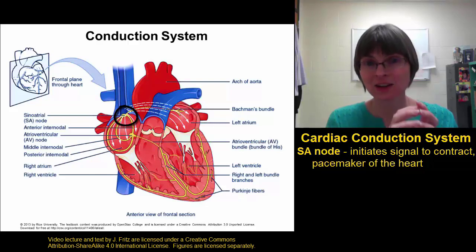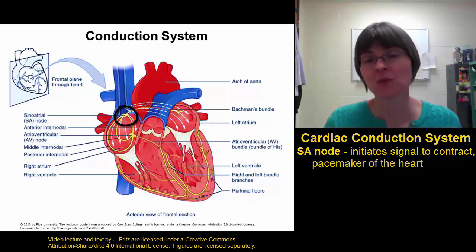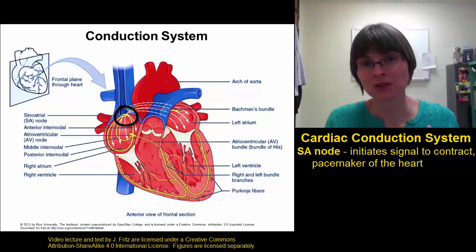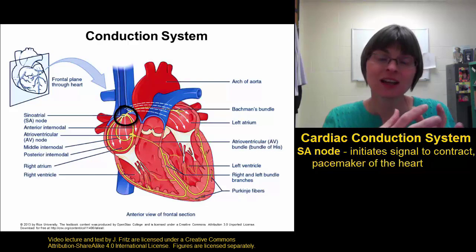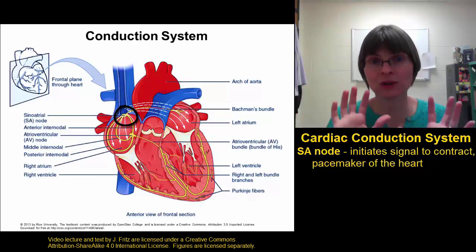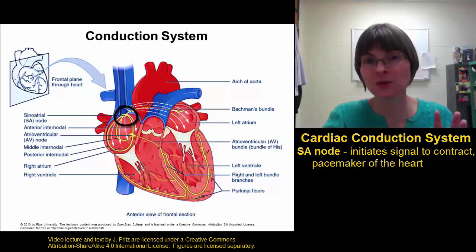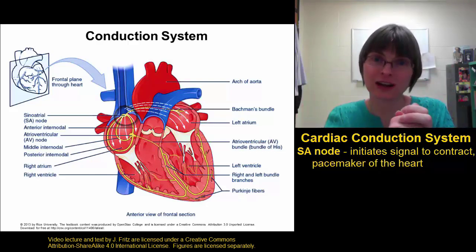And this is, again, started by the cells in the sinoatrial node, the SA node, that change their membrane potential automatically without any help from anything else. When they change their membrane potential, that's the signal to contract. That signal is going to spread through both of the atria through the gap junctions between the cells. So once the SA node cells change their membrane potential, that's the signal to contract. The signal spreads through gap junctions to all the cells of the atria, so the atria contract.